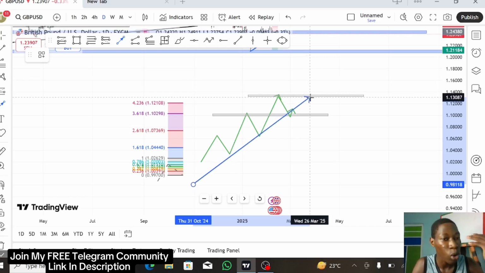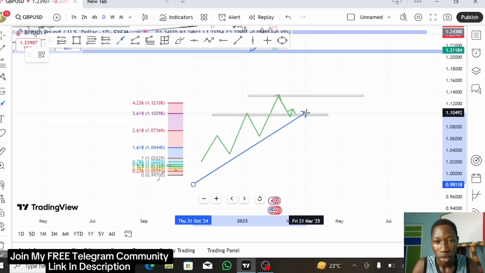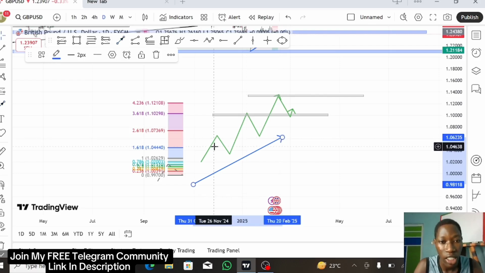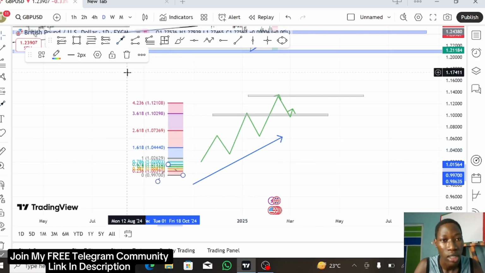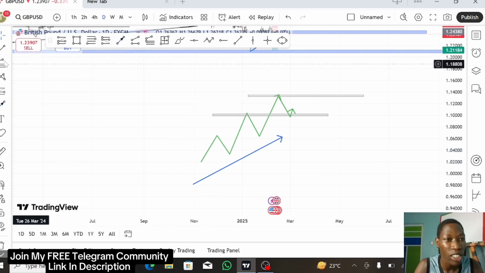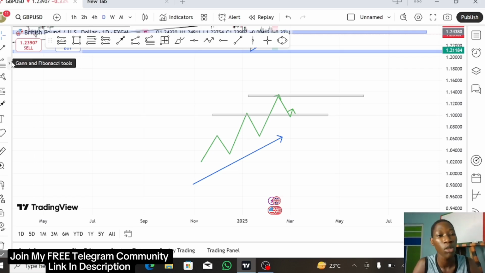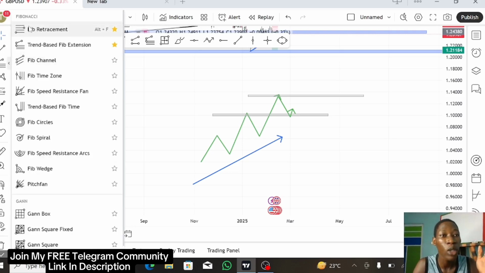Now you can use this as a swing trader, as a day trader, or even as a scalper. Using this Fibonacci extension that I brought, let me bring it again. This is where you get your Fibonacci extension, at your toolbar, where the measurements are found. There's the Fibonacci retracement, the Fibonacci extension, the Fib channel, the Fib time zone. What you are using is the trend-based Fibonacci extension.